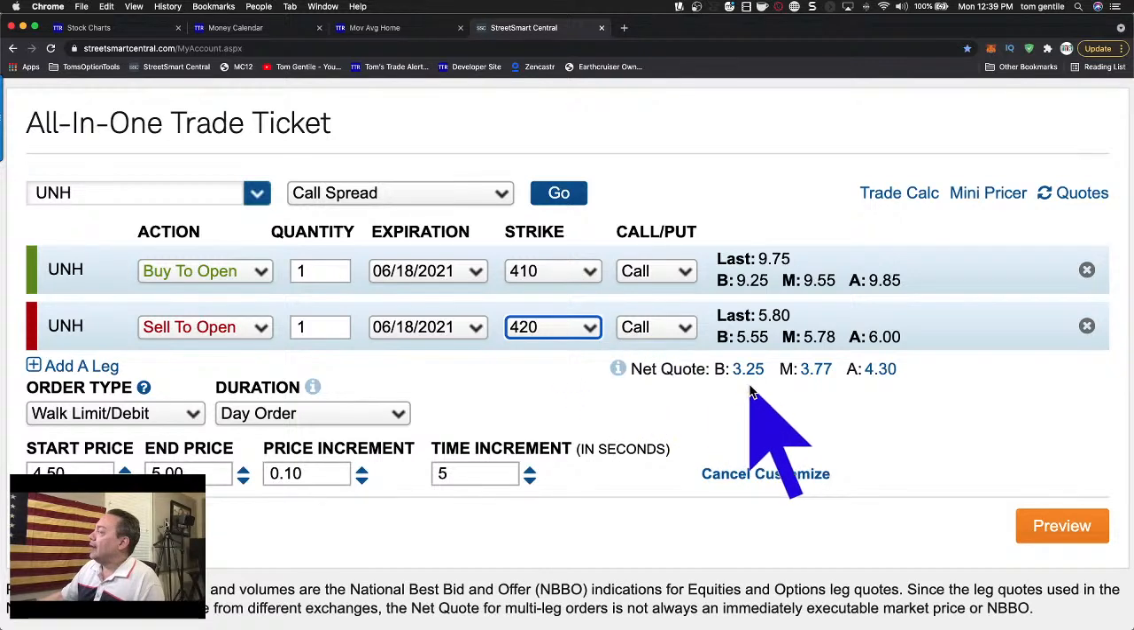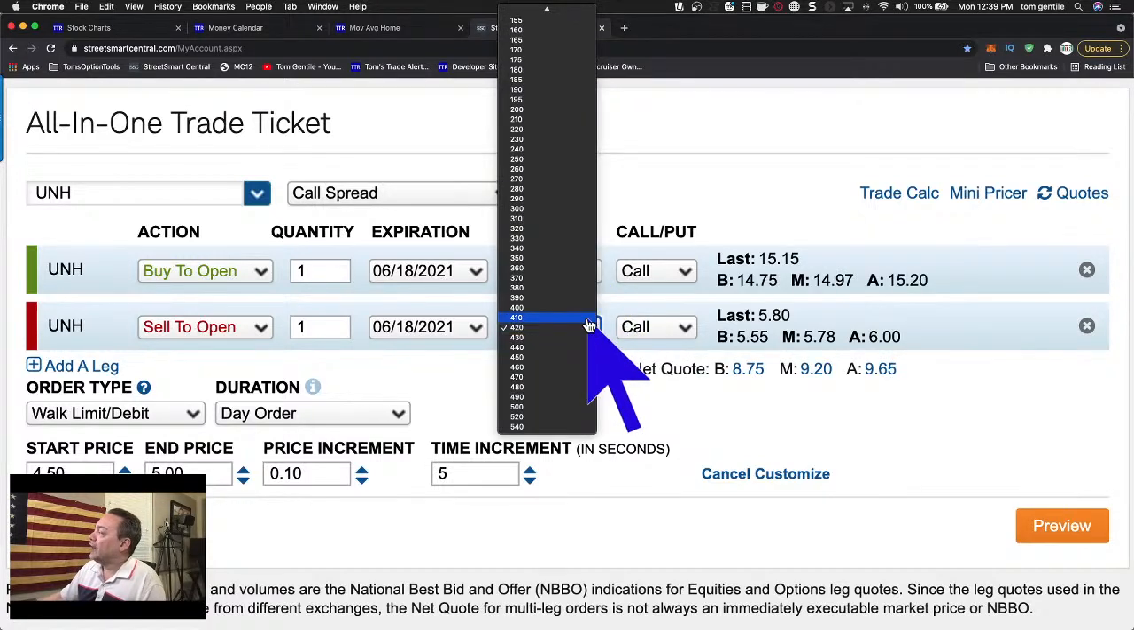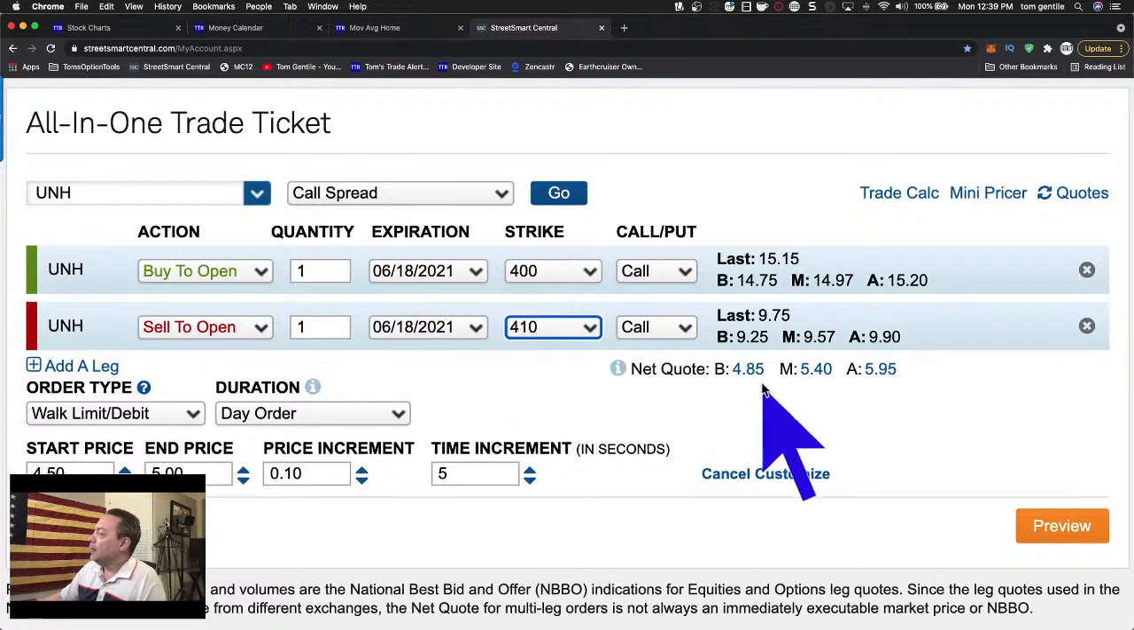Like, for instance, I noticed now that I'm 325 by 430. All right, so I'm well below this, but that's also because we just moved out of the money on this trade. So let's move into the money. Let's look at the 400 and the 410. 485 by 595. So now I'm a little closer to the wheelhouse, but you know what else I have?